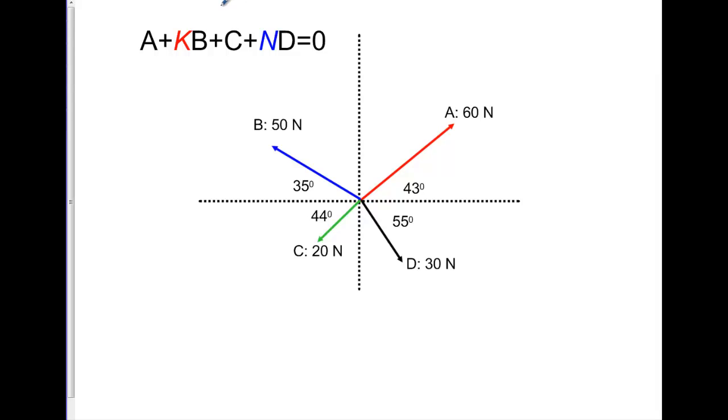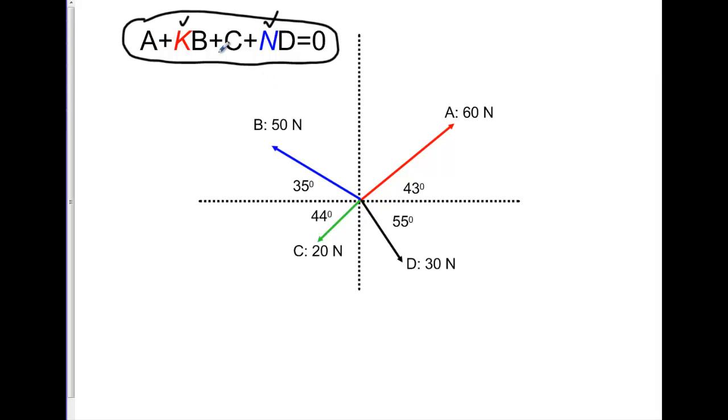This is Dr. Holt. I want to talk about how to solve a problem like this one. You have A plus KB plus C plus ND is equal to 0. In this case, we're adding these four vectors together. We know the summation is going to be 0, but we don't know what K is and we don't know what N is. And these are just variables. Some value we're going to be multiplying by B, and some value we're going to be multiplying by D.